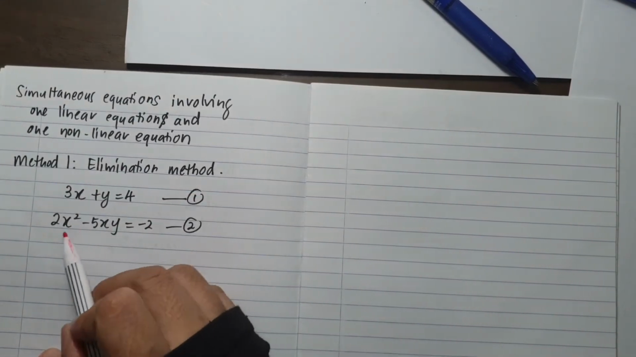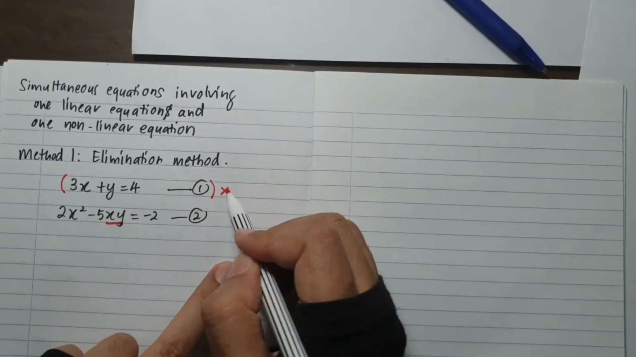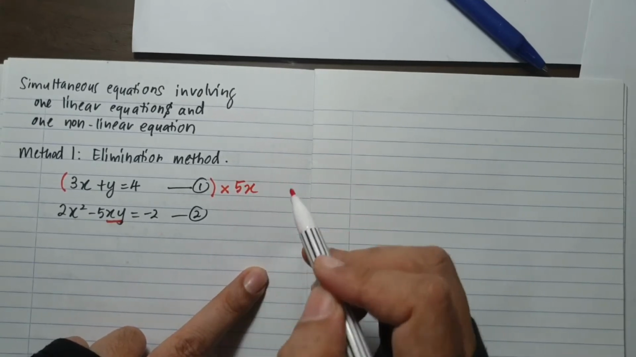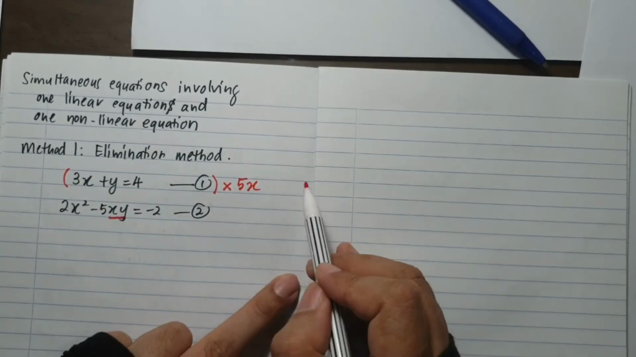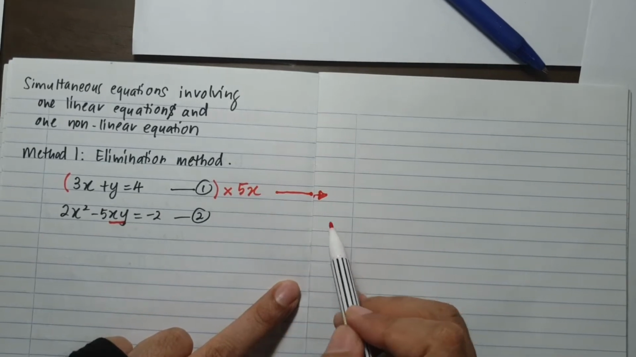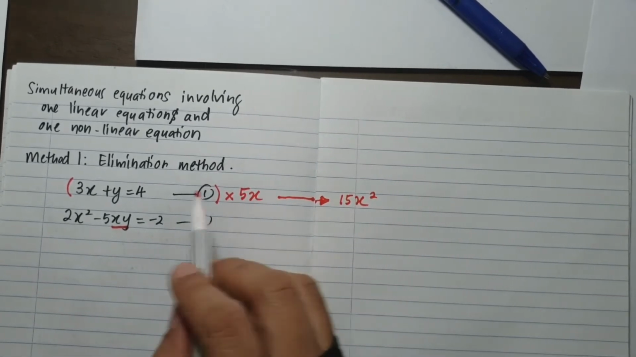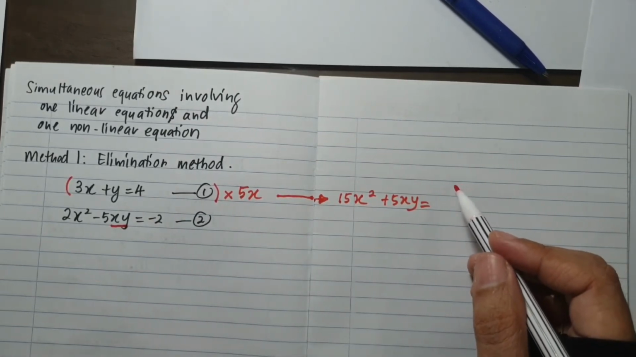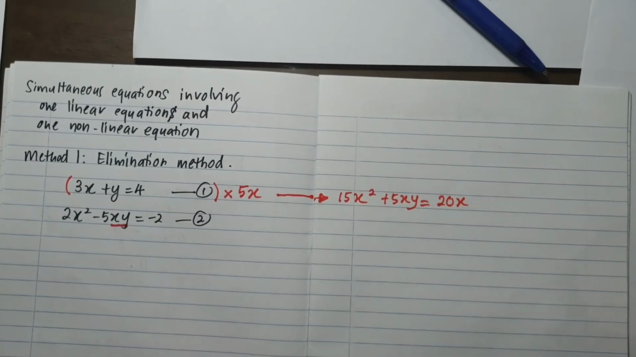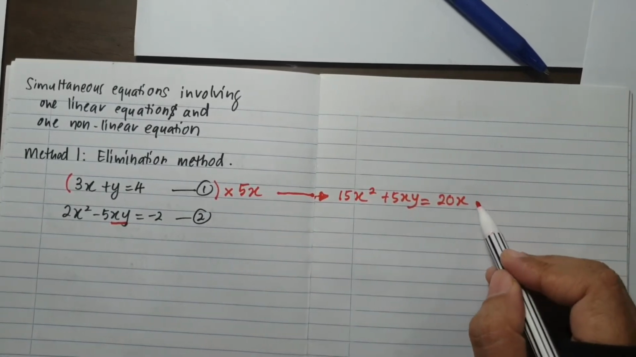In this case, since I want to eliminate the xy term, for the first equation I need to times 5x. After you times 5x, this one becomes 5xy. Now I write it here. 5x times 3x becomes 15x squared. 5x times y is 5xy. 5x times 4 is 20x. This is your first equation, make it as 1a.